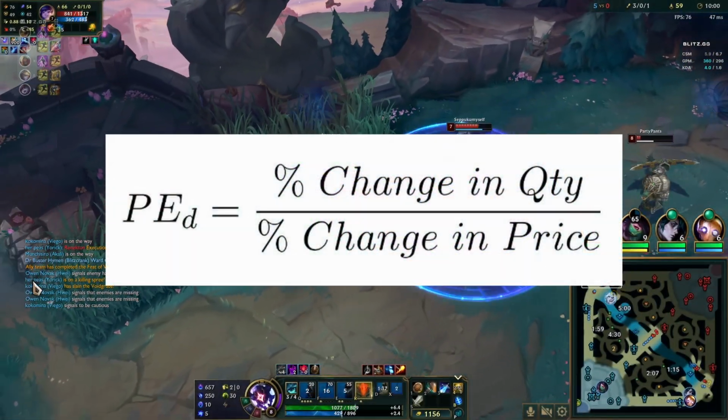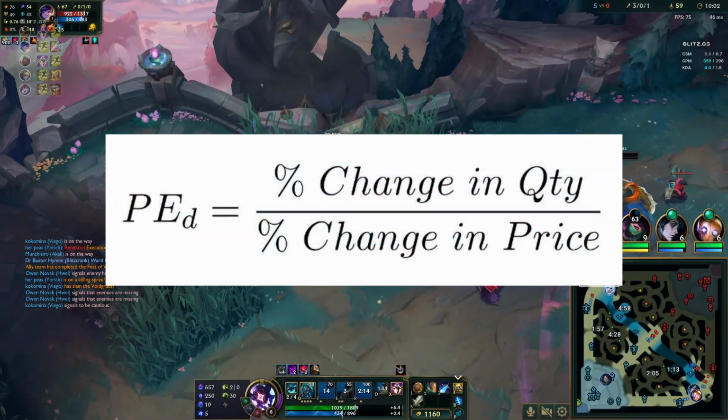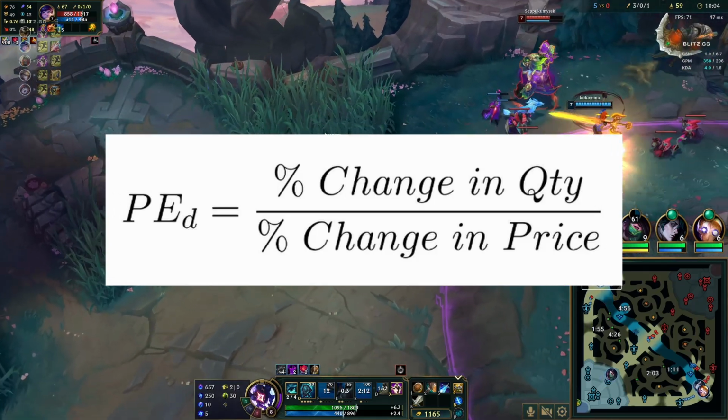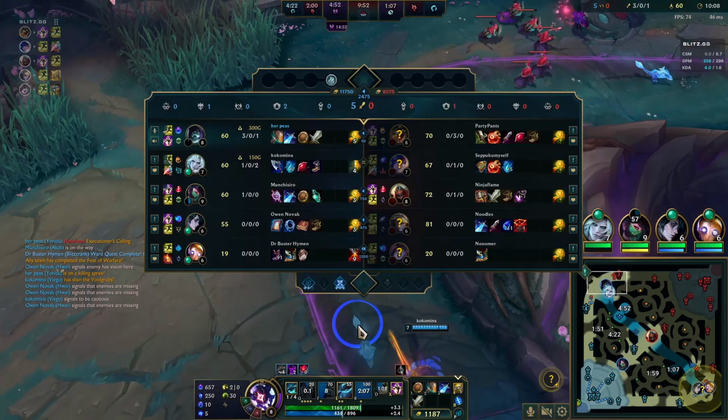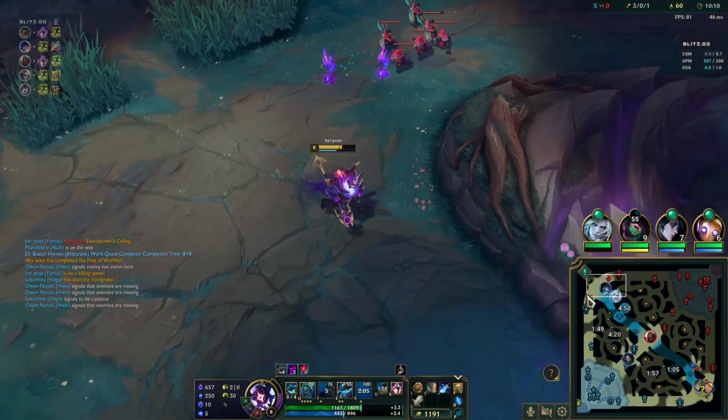Let's talk about the price elasticity of demand. You calculate this by putting the percent change in quantity over the percent change in price. Anything above 1, elastic. Unit elastic is at 1, and below 1 is inelastic.